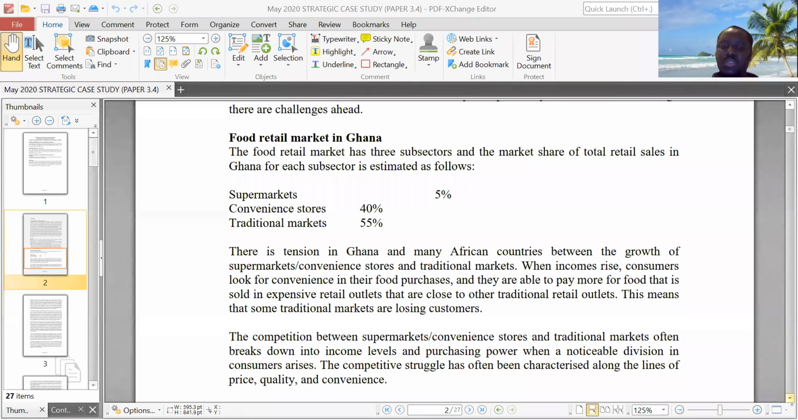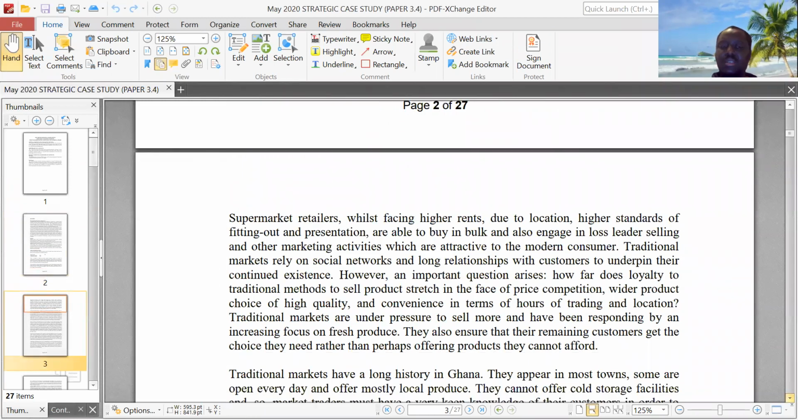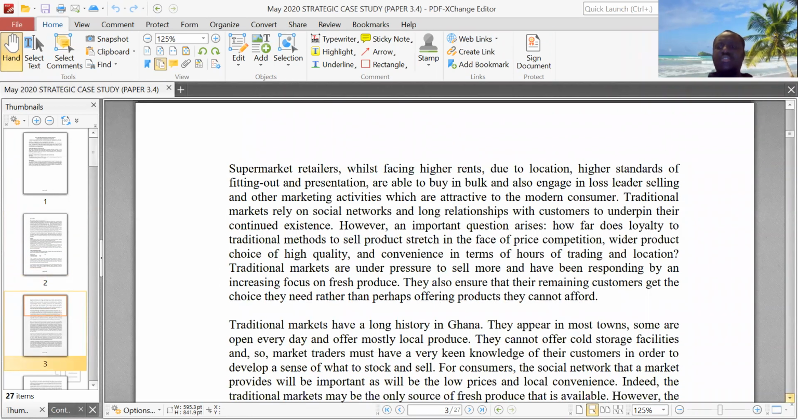Now let's move on to more information. It says supermarket retailers, right? Supermarket retailers, whilst facing higher rents. So you see exactly what we are talking about from the beginning. Higher rents is a huge problem due to location. Higher standards of fitting out and presentation are able to buy in bulk and also engage in loss leader selling and other marketing activities which are attractive to the modern consumer.